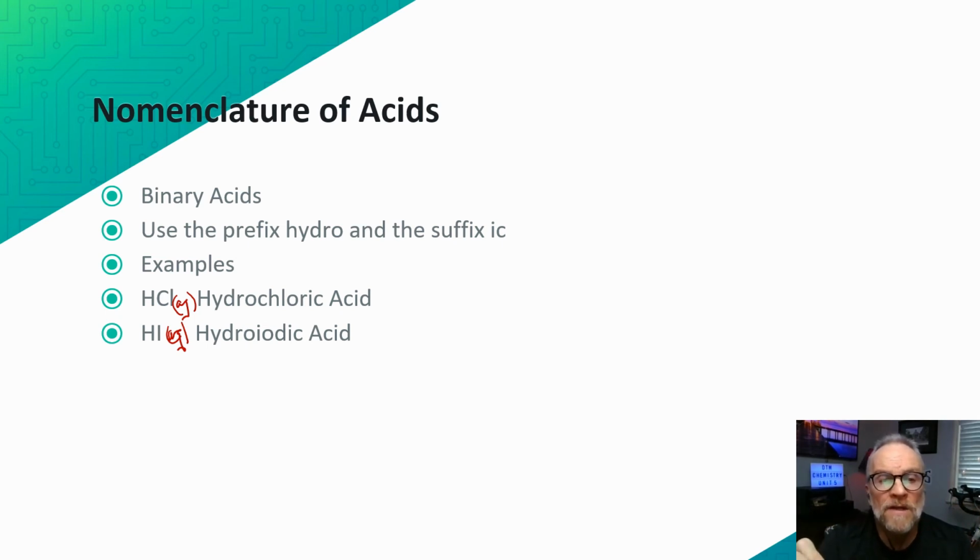And they will have a leading hydrogen ion. So this one is hydrochloric acid. Notice here the hydro and the ic. Okay, so you drop the last part of the chlorine and you add ic to it, and you put hydro in front, and then the word acid, hydrochloric acid. And this one here is hydroiodic acid, hydroiodic acid.